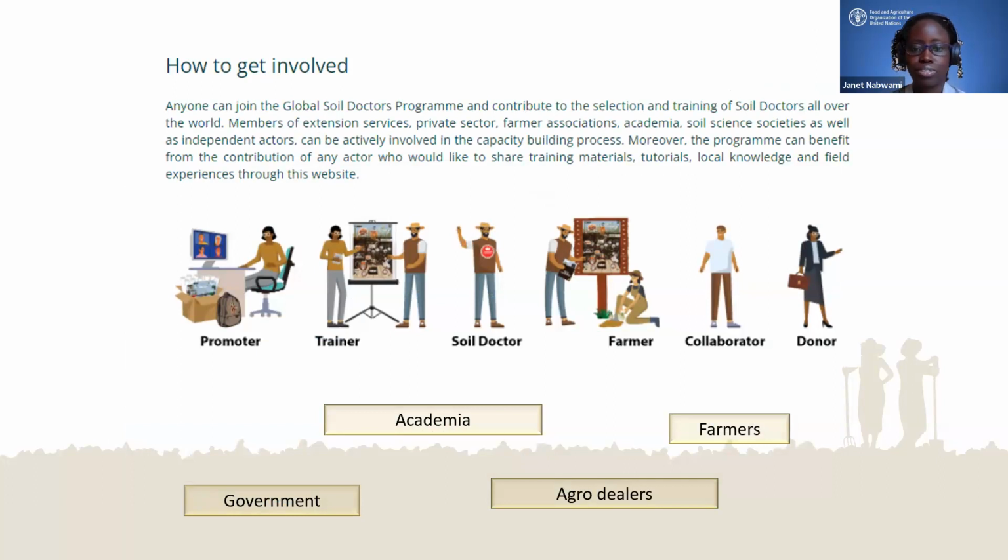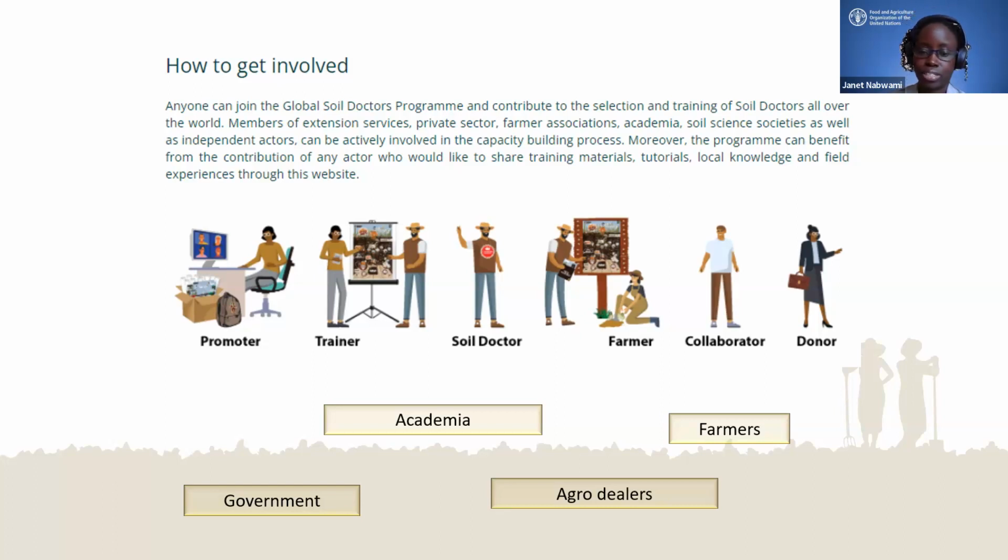This program can involve academia, government, agro-input dealers, you name it. And it involves a lot of the promoter. A promoter is more of an institute that helps to coordinate most of the activities of the program and helps to implement them on more of a national or a local scale.